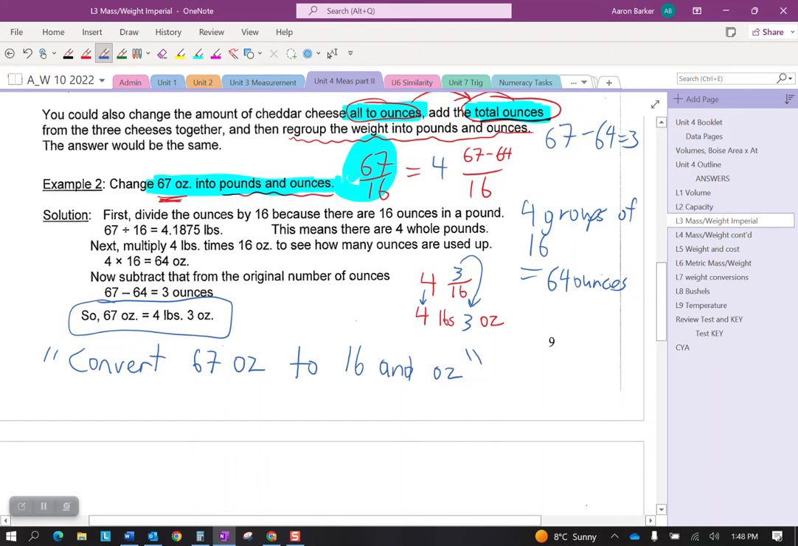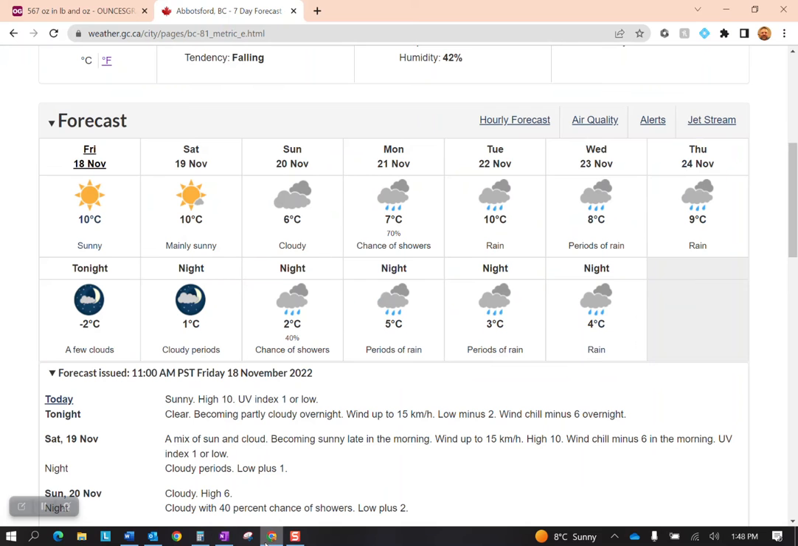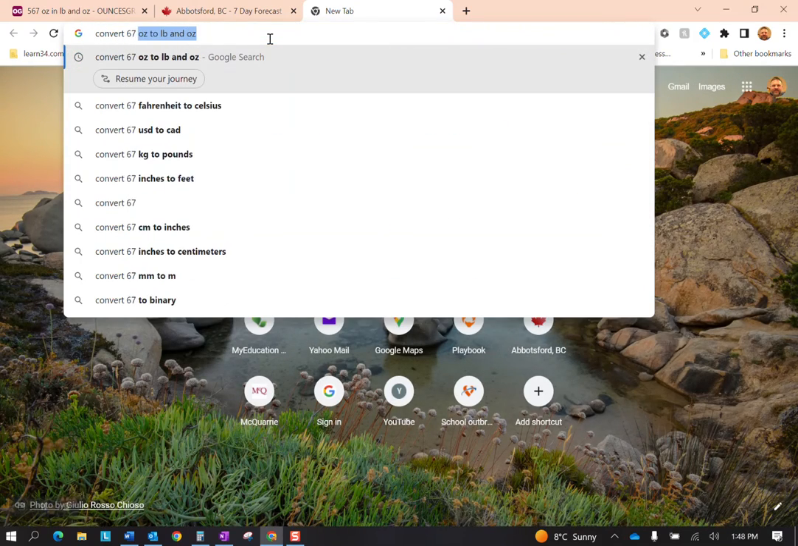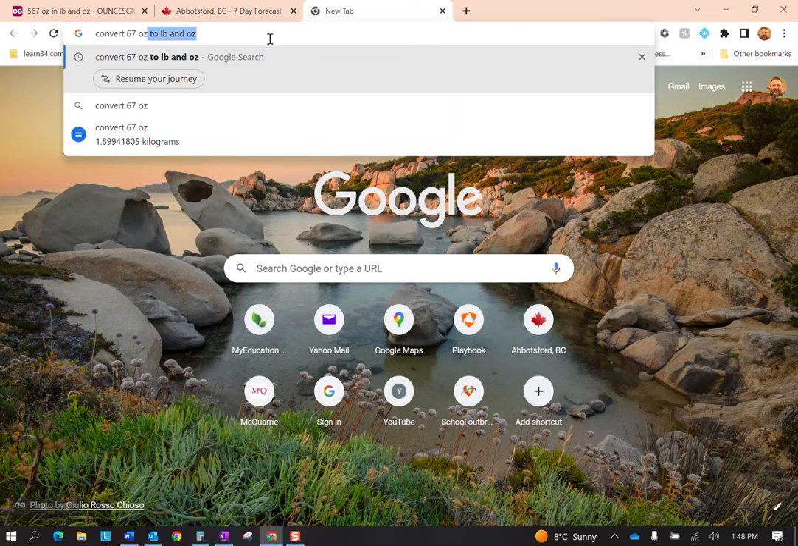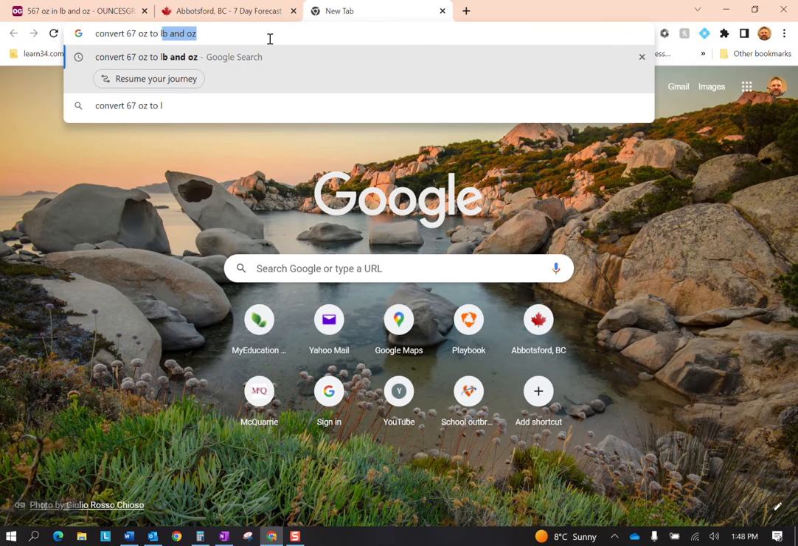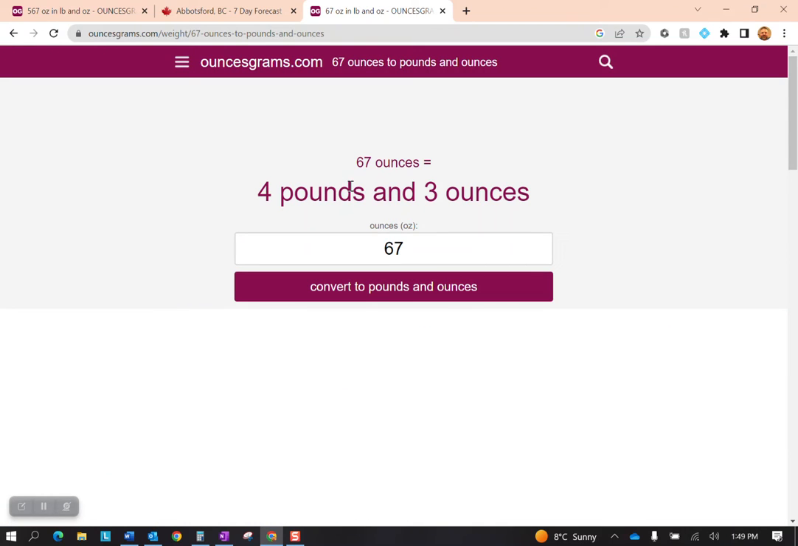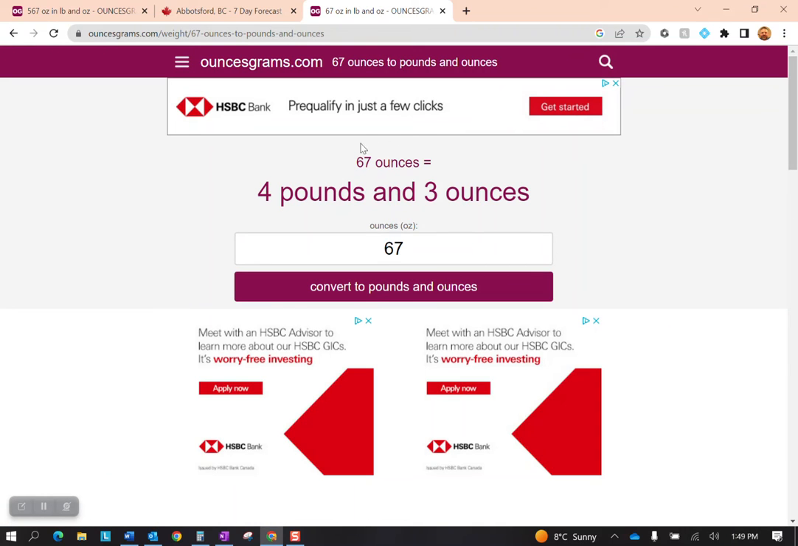Okay, so you can go to Google, type in convert 67 OZ to LB and OZ. And so you can choose which unit conversion you want to work with. This one's a nice one. There you go. 67 ounces right here equals 4 pounds, 3 ounces.